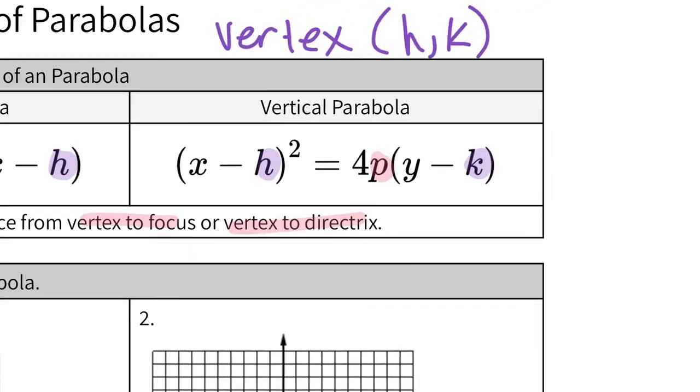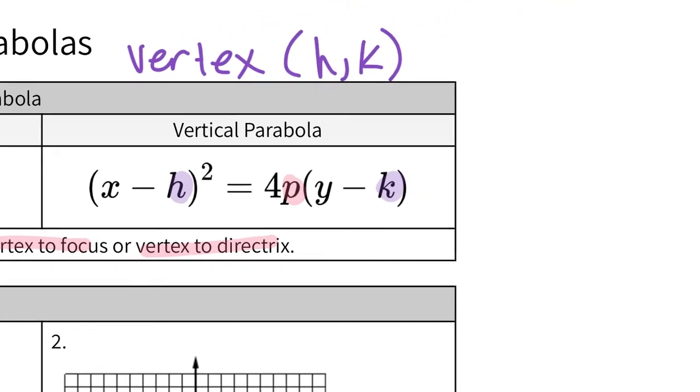So with vertical, we have to think of the same thing. There's two different directions. Either it can go up or it can go down. So when p is negative, so less than 0, it's going to open down. And if it opens up, that means that p is greater than 0. It's a positive number.